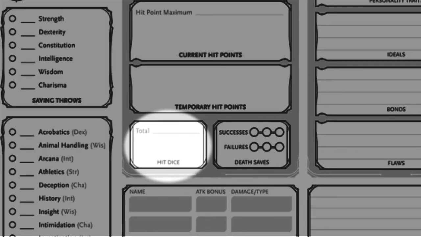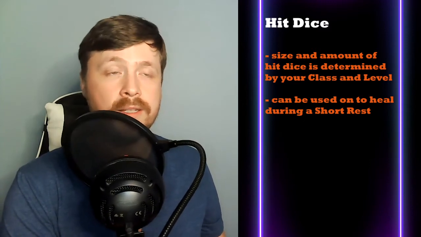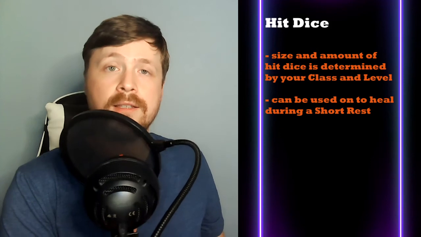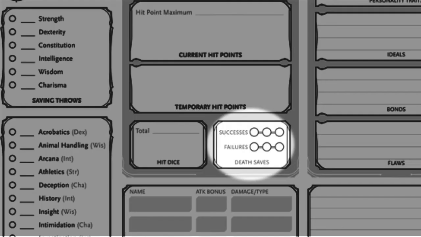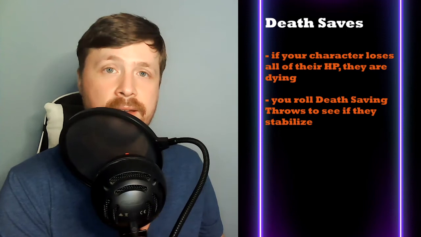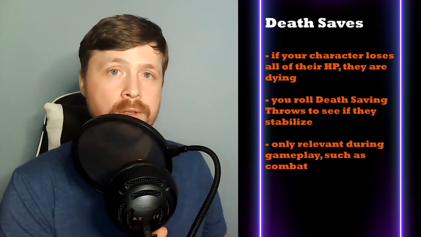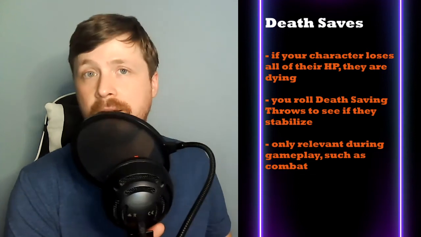Next over, we have hit dice. These are determined by your class and can be expended in order to heal your character during a short rest. You'll have a number of hit dice equal to your level, but the size of the hit dice, a d12 or a d10, is determined by your class. And over here, we keep track of death saving throws, successes, and failures. If your character loses all their hit points, they are going to have to start making death saving throws to avoid dying. While there is no bonus to death saving throws, this section is used during gameplay and not really during character creation.